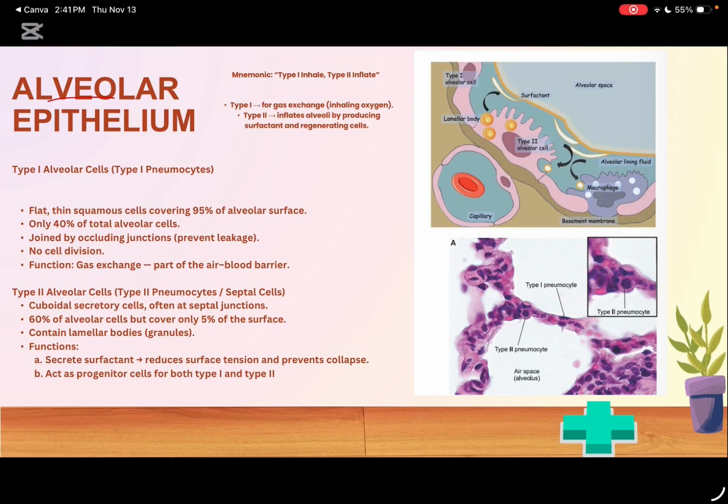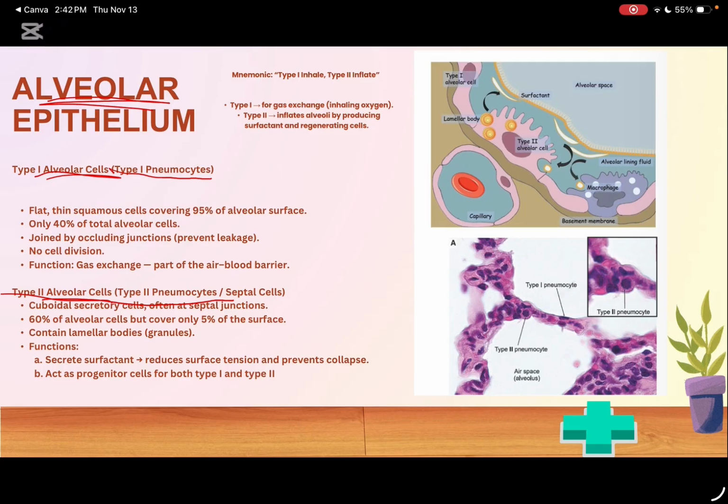Anyways, the alveolar epithelium, we have two types. Type 1 pneumocytes and type 2 pneumocytes or septal cells. Type 2 alveolar cytes, whatever you want to call it works. Just make sure it's one of these. Don't create your own name.